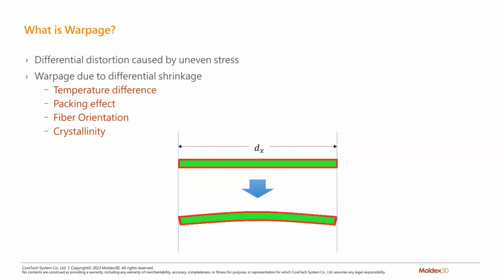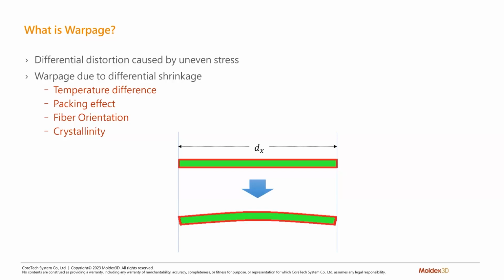Okay, what is warpage? Warpage is a kind of bending or distortion in our part, and it is usually caused by differential shrinkage. Differential shrinkage can be caused by the following four factors. The first is uneven temperature distribution, then uneven packing effect, fiber orientation, and also the crystallinity rate.